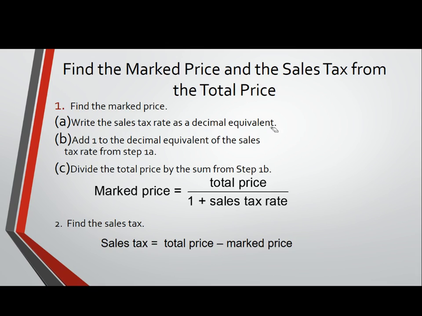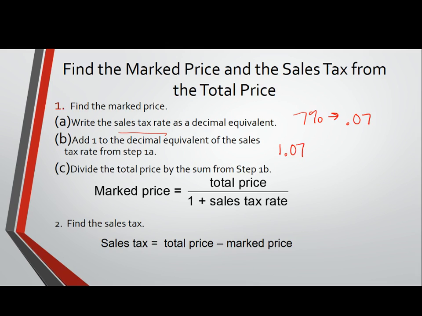So if you look back at what to do, you're going to first take the sales tax rate as a decimal equivalent. So ours was 7%, which is going to be 0.07. That's a decimal equivalent. And then I'm going to add 1 to it. So it's going to be 1.07.